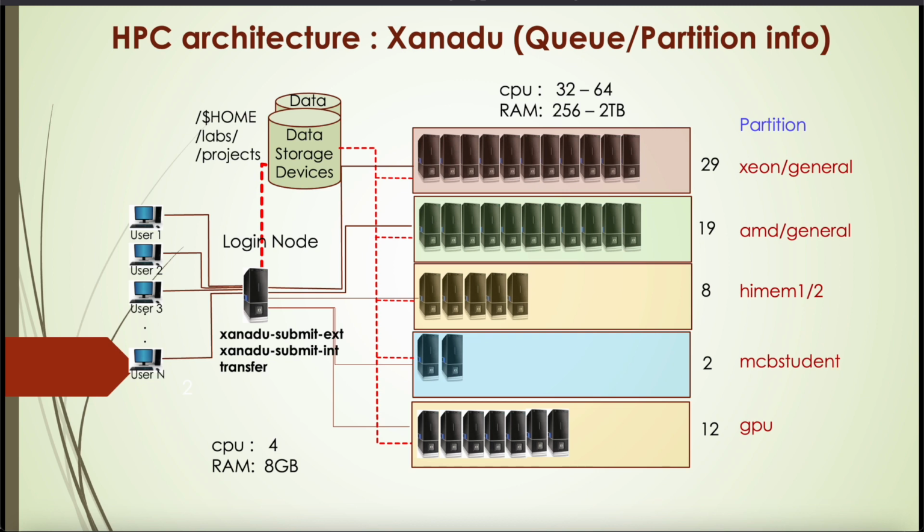We talk about the three distinct submit nodes: Xanadu submit external, Xanadu submit internal, and the transfer node. Xanadu submit external and Xanadu submit internal are further split into 5 virtual submit nodes. They are different partitions, and each partition has different resources available across them, and they are grouped together based on certain properties.